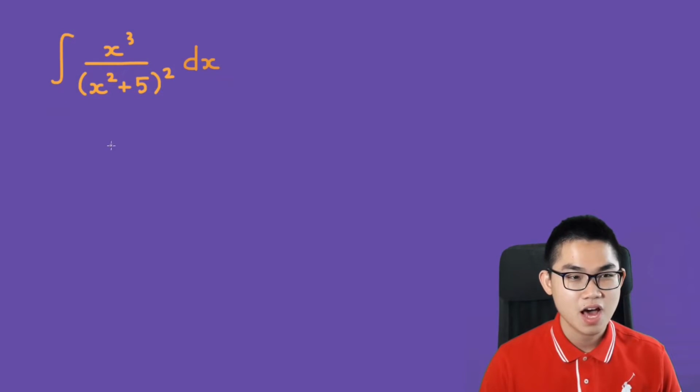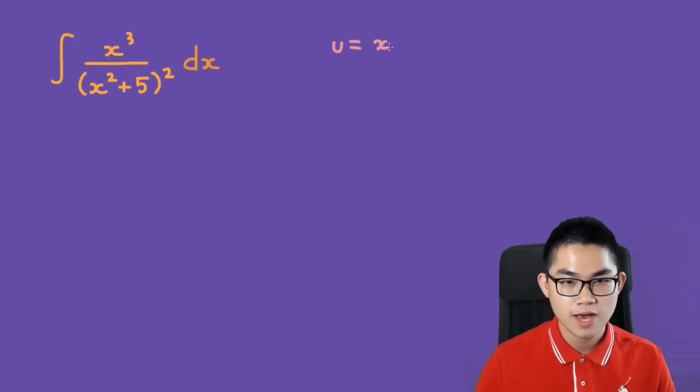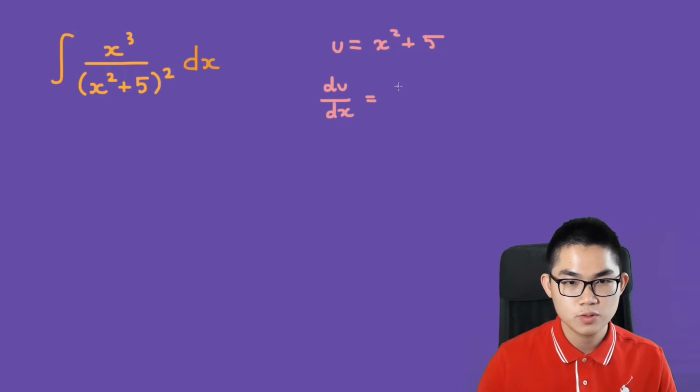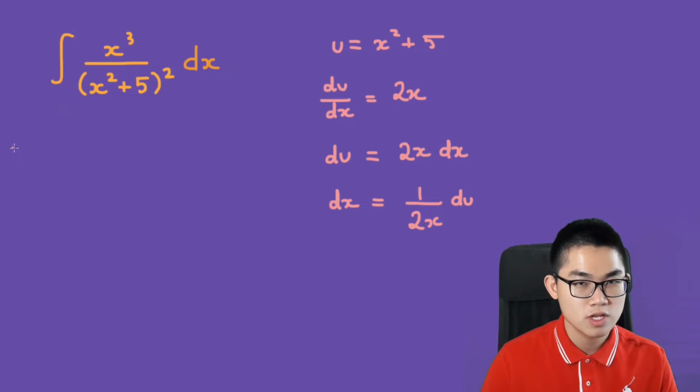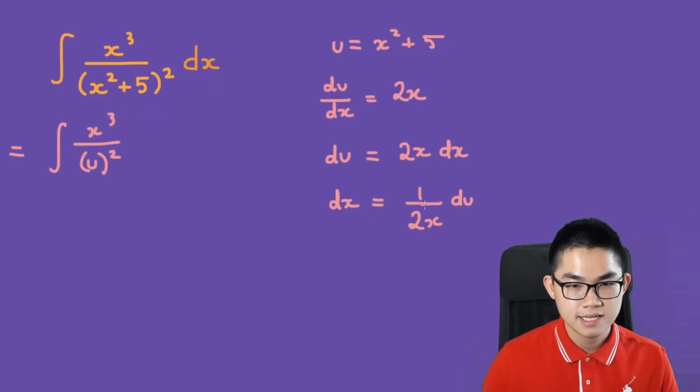The integral of x to the power of 3 over x squared plus 5 to the power of 2 dx. Let u equal to x squared plus 5, then du over dx is equal to 2x. So du is equal to 2x dx, and dx is equal to 1 over 2x du. Now let's go ahead and change this to u form. We get x to the power of 3 over u to the power of 2, and dx is 1 over 2x du.